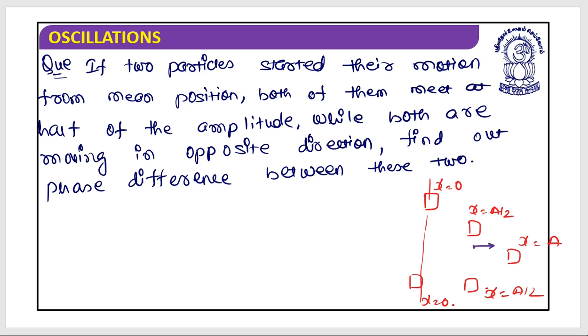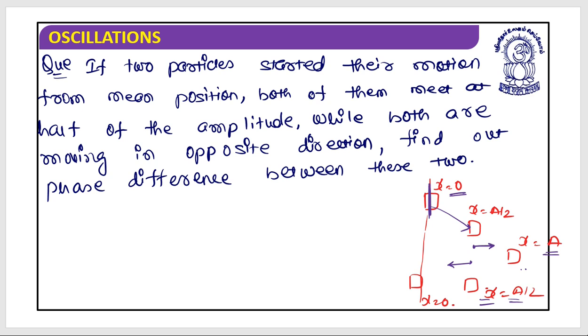Let's say the first particle is moving in this direction. That means it has started its motion from 0, and it has traveled from 0 to A by 2, and it is moving in this direction. While the other is crossing at A by 2 but moving in this direction. Even this has started its motion from the mean position. It has traveled from 0 to A, and then it is at A by 2.